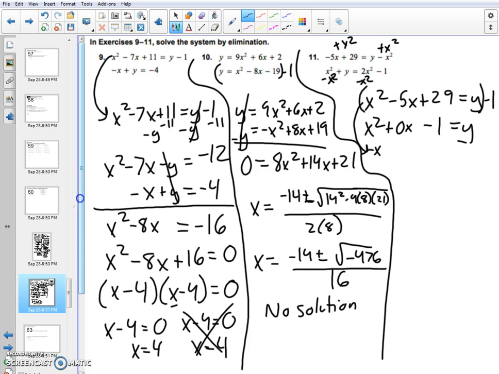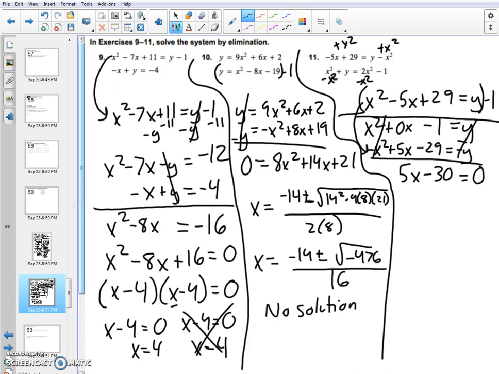So negative x squared plus 5x minus 29 equals negative y. So then really, those two are the ones I'm eliminating. So x squared and negative x squared cancel. 0 and 5x is 5x. Negative 1 and negative 29 is negative 30. And my y's actually cancel here as well. So this works out really nicely because I can just solve for x here.